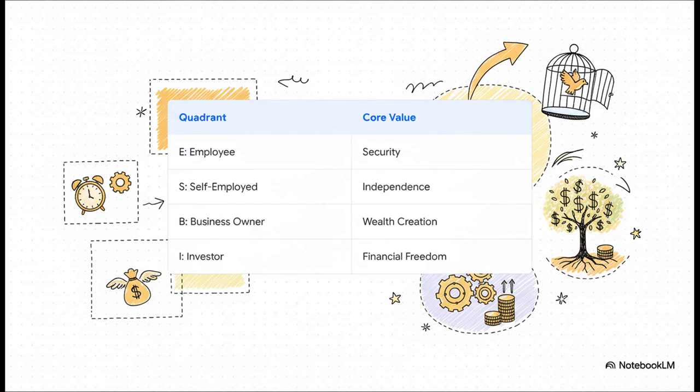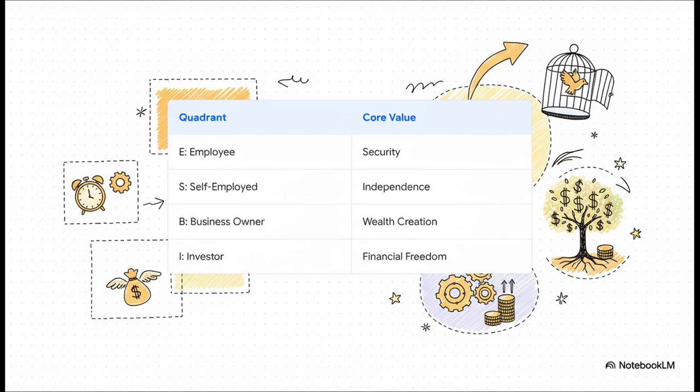Okay, this is where it starts to get really, really interesting. Because this isn't just about what you do for a living. It's about what you value most. See, if you're an employee, your core value is security. That's why a steady paycheck and benefits are so important. If you're self-employed, it's all about independence. You're the boss, and your motto is probably if you want something done right, you do it yourself. You basically own your own job.